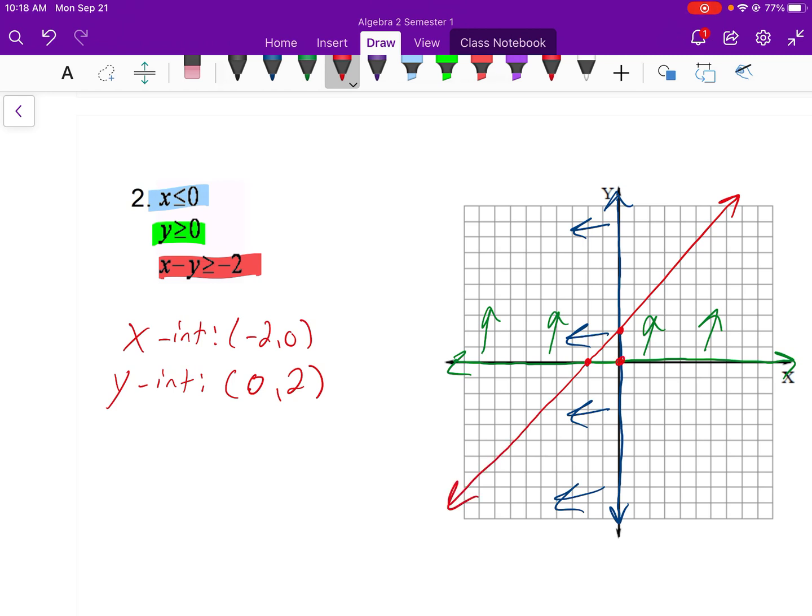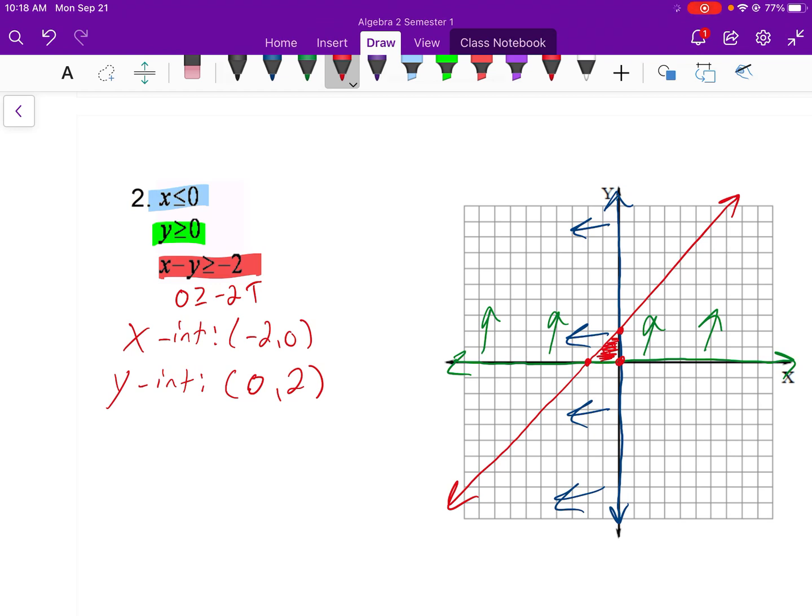Okay, and then doing our test point using 0, 0 again. 0 is greater than or equal to negative 2. That is true. So we want to be shaded in this area, which leaves just that little triangle where it's all together in quadrant 2. So our shading now in this case will be just this little bit of triangle.